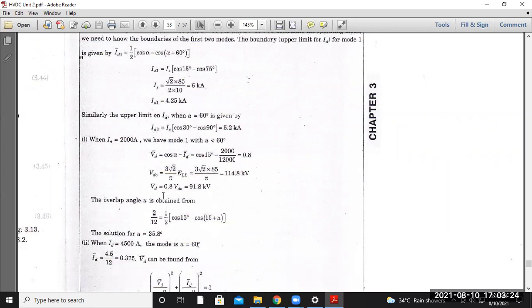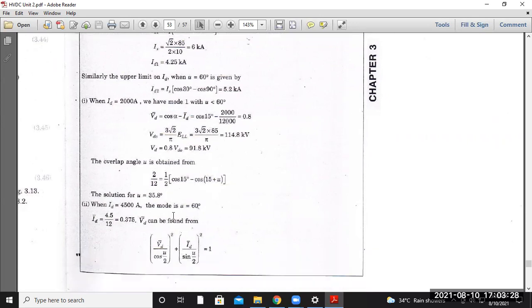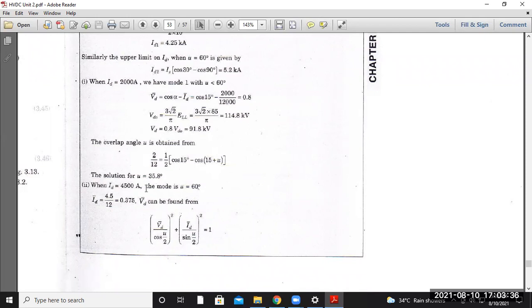So the overlap angle in the machine or inverter section, we will get by putting in the appropriate value. The value is 35.8 degree. Now this is all for ID equal to 2000 ampere. Then what will happen if the value of ID is increased from 2000 ampere to 4500 ampere? In that case mode 2 is active, that is when mu equal to 60 degree.